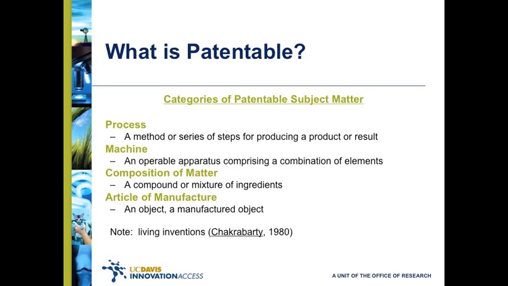Basically, a process, a machine, composition of matter, or article of manufacture are patentable subject matter. A process may be a method or a series of steps for producing a product or result. A machine is an operable apparatus comprising a combination of elements. Composition of matter covers the actual compound or formula or mixture of ingredients. An article of manufacture is an object that is manufactured.